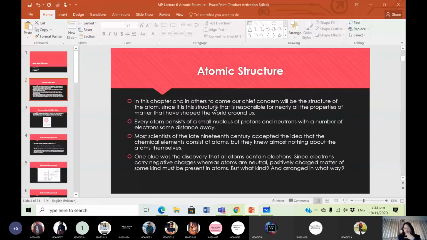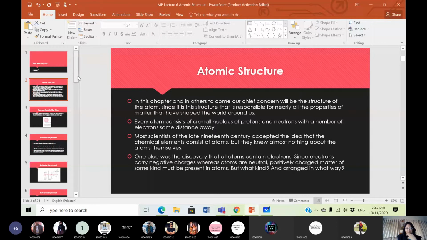This is a new chapter. It's chapter number 4 in the book, Concepts of Modern Physics. In this chapter, we'll be studying the properties of atoms, the structure of atoms. You all know that we have a central nucleus in the atom that consists of protons and neutrons, and then the electrons revolve in different orbital levels around the nucleus.